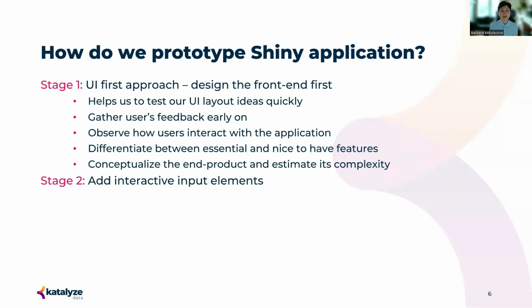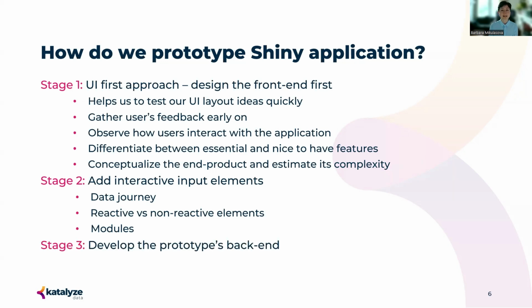In stage 2, we want to add the interactive input elements. So think of your filters or your buttons. This is where we start outlining our data journey. Also, we want to decide where we want to implement our reactive as opposed to non-reactive elements. And we should start thinking about our applications in terms of standalone modules. It is only in stage 3 that we finally develop the rest of the necessary backend, or our server logic.